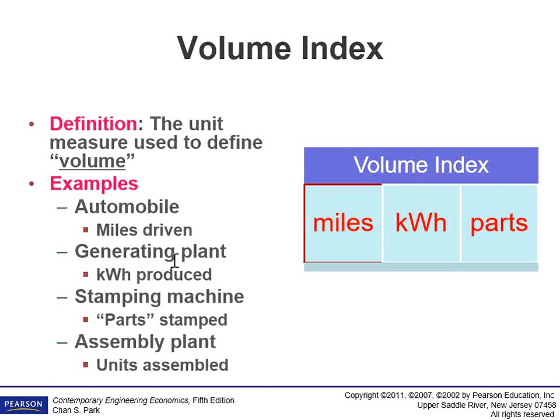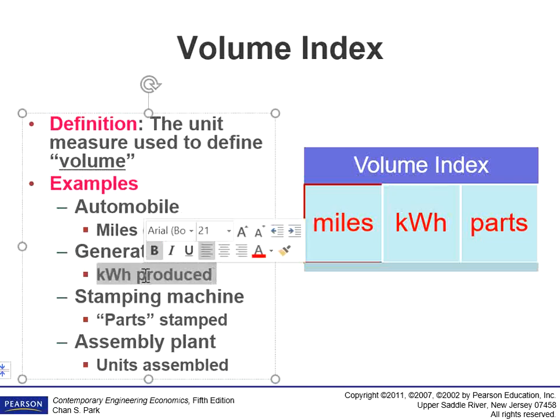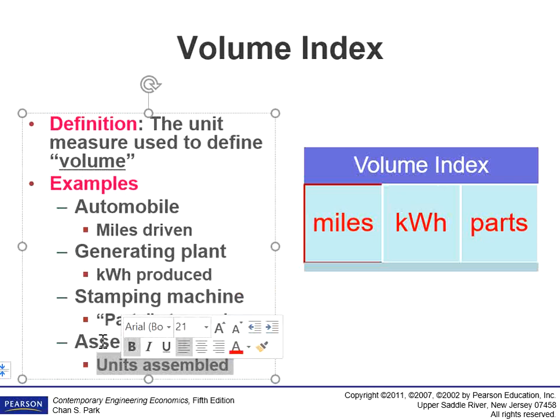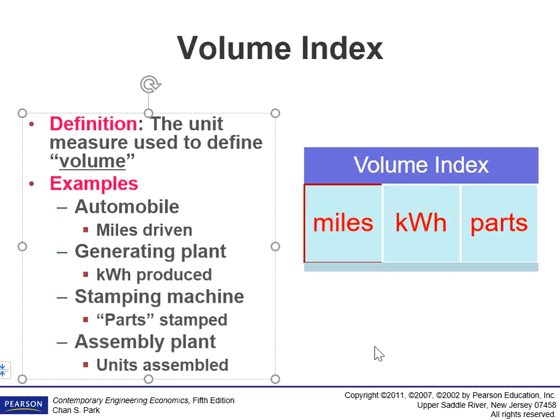Let's say next one is a power generating plant, which produces electricity, measured in kilowatt hours, right? How many parts have been stamped by a stamping machine, especially in mechanical engineering, or how many units are assembled if we have an assembly, or how many machine hours have been used. So these are some volume, means what drives the cost. It could be a number of units. So the number of units is a volume index, right?